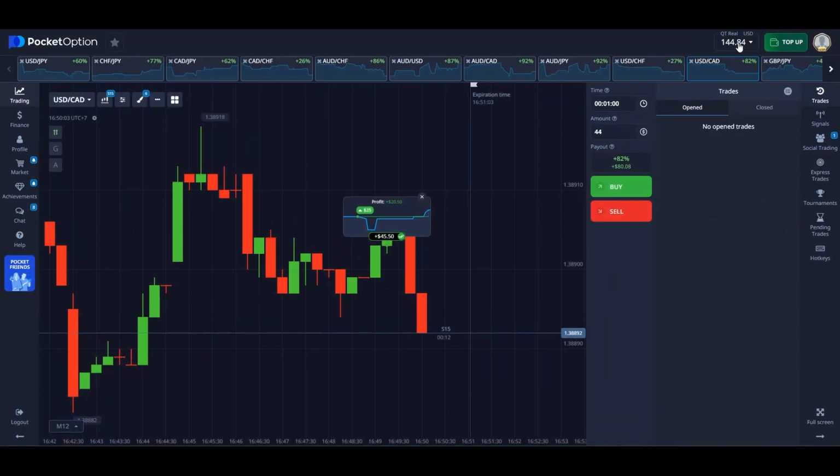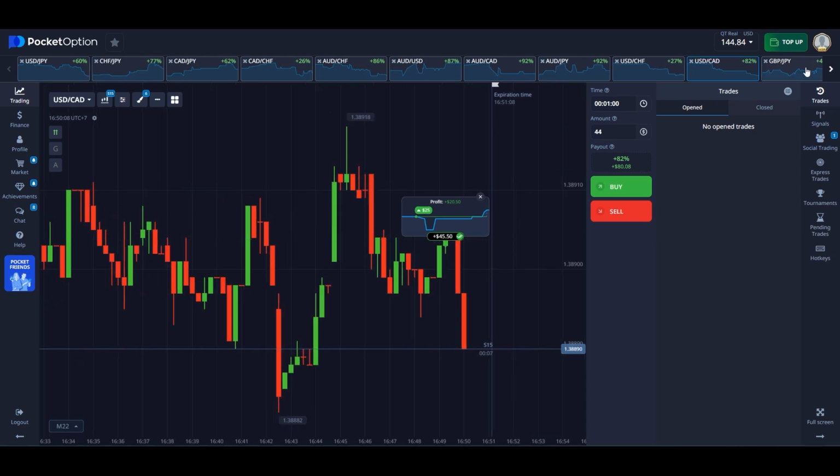Well, let's move on. And for the next trade, I can open it for $44. I won't be risking anything, and that's already 30% of my deposit.